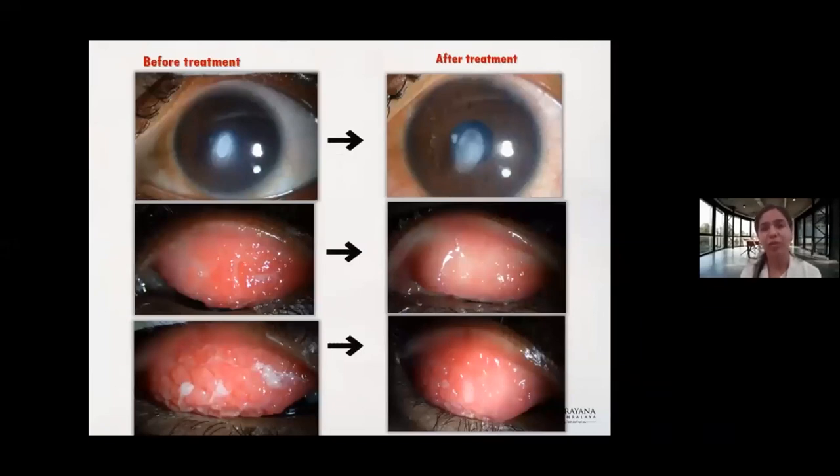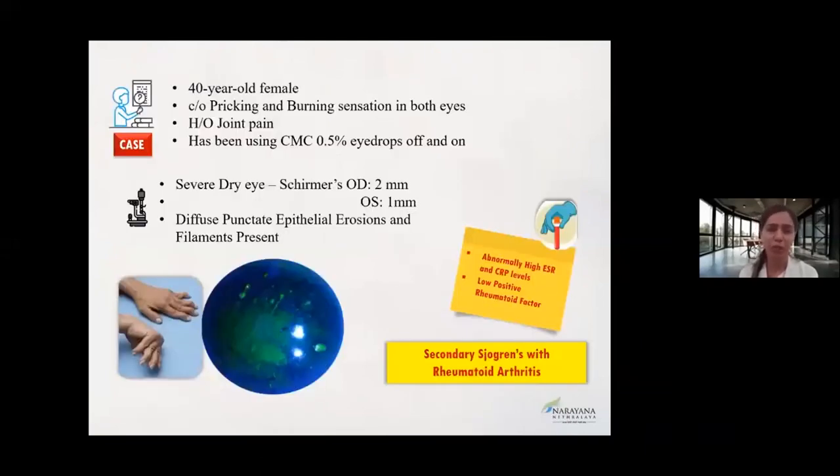It's important to explain to them at the beginning about the long-term therapy required, and these medications would need to be used for very long.